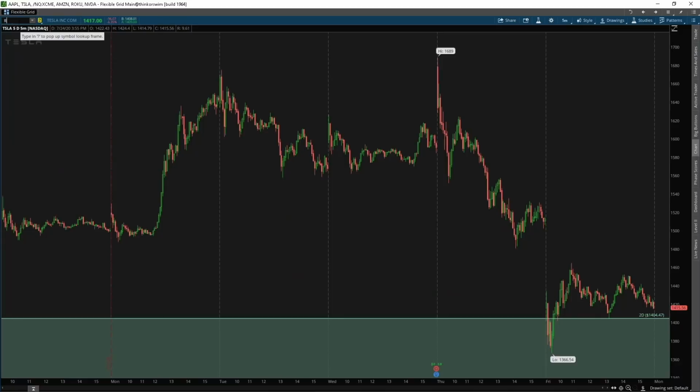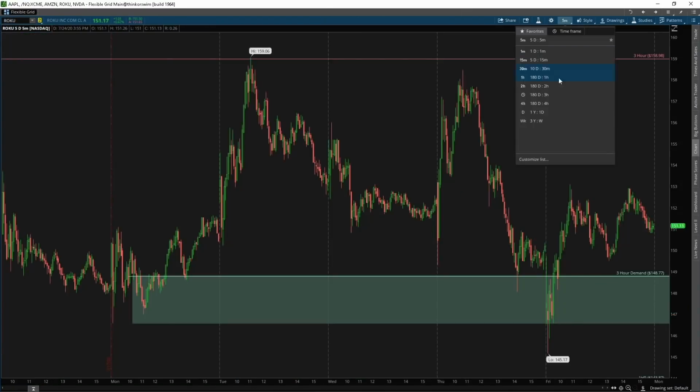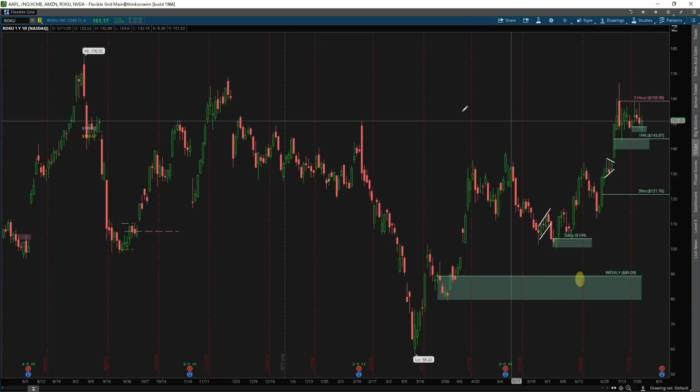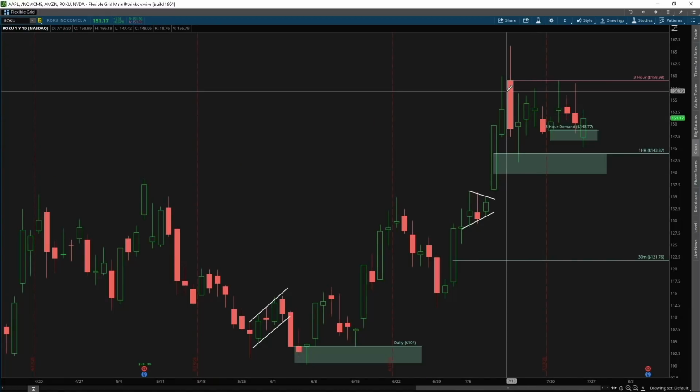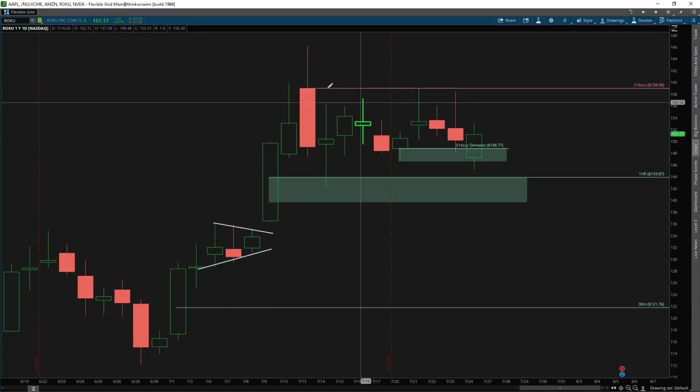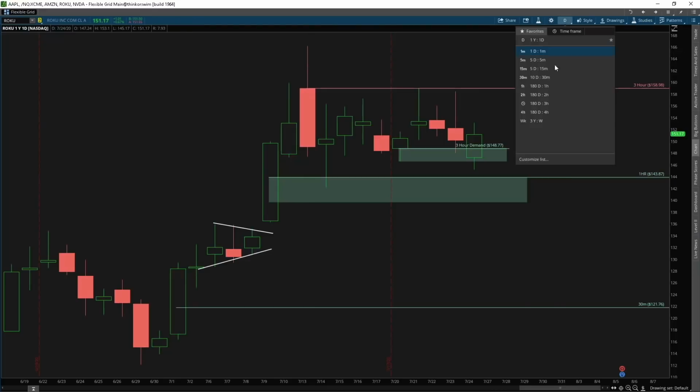Another stock is Roku. So Roku, nice rejection the other day. Starting with your weekly, you don't see, or your daily, you don't see anything on the daily. All you see is a wick right here. So keep in mind this 3-hour supply zone. All we see right here is a wick. I can't tell that there's a supply imbalance up there until I go to a smaller time frame.